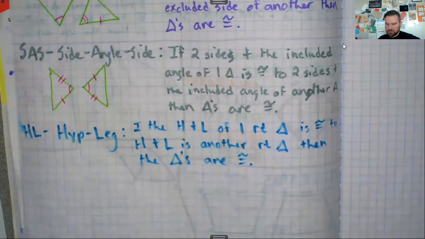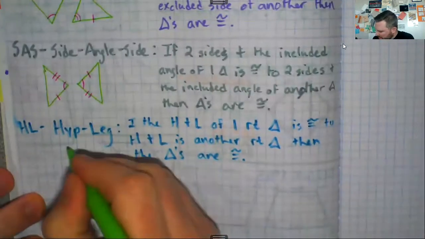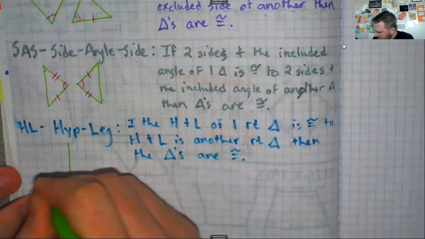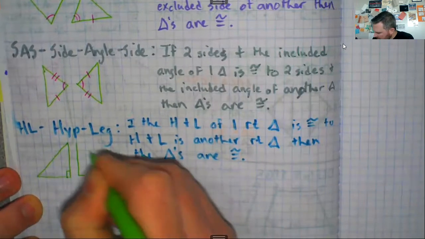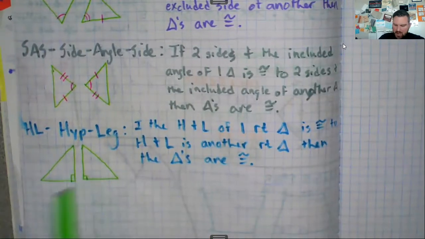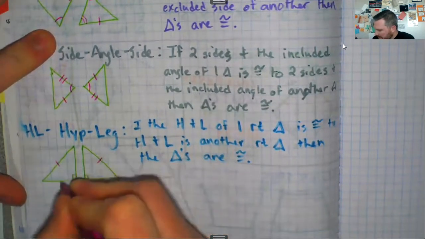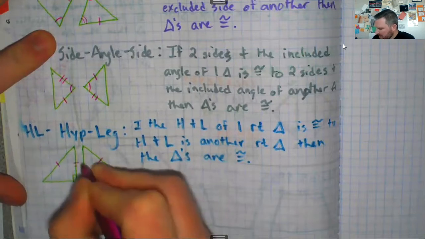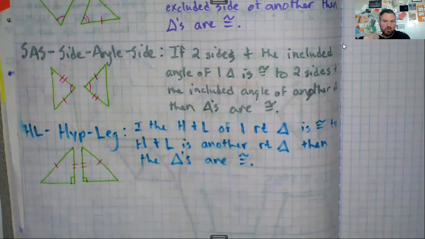Okay, so like we said, it has to be a right triangle. So let's say I have this right triangle, and I have this right triangle. I know that they're right triangles because of that right angle right there. And for hypotenuse leg, the hypotenuse here is congruent, and then one of the sides. It doesn't matter which one, they're both legs, so we'll just go with that one. So hypotenuse leg only works with right triangles.